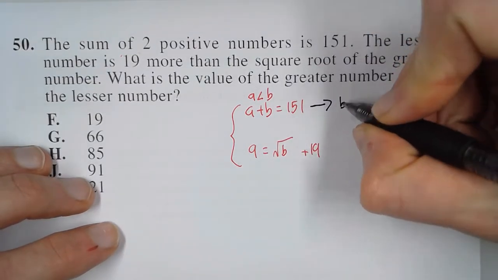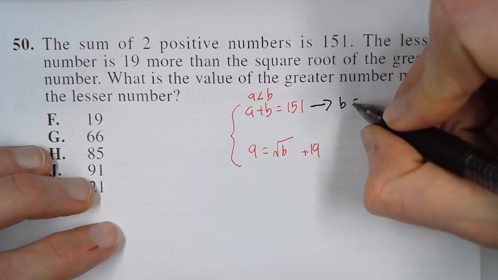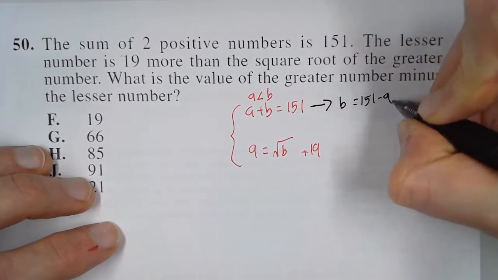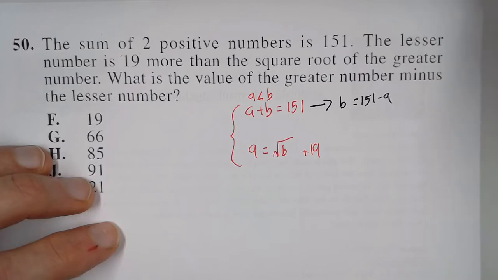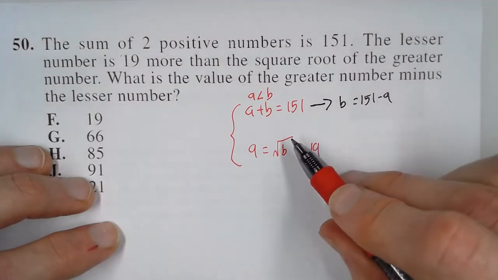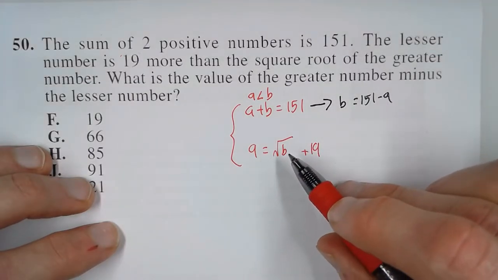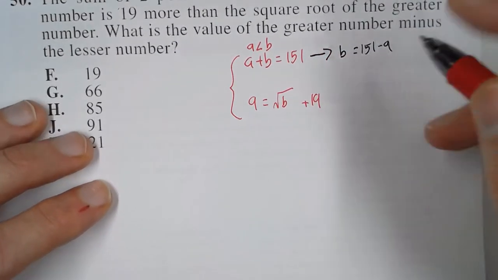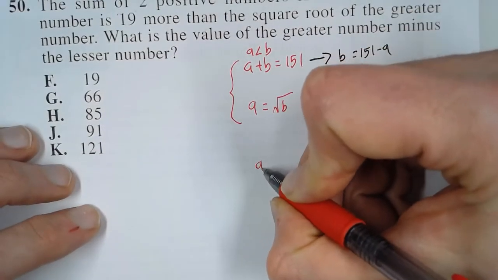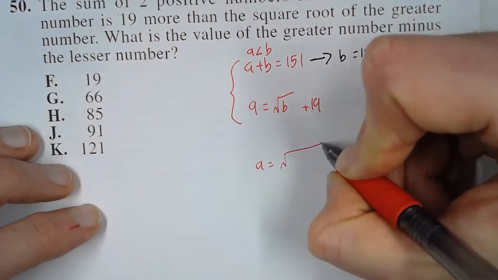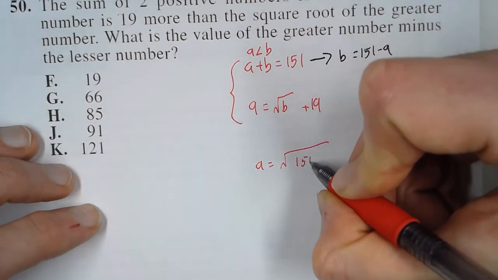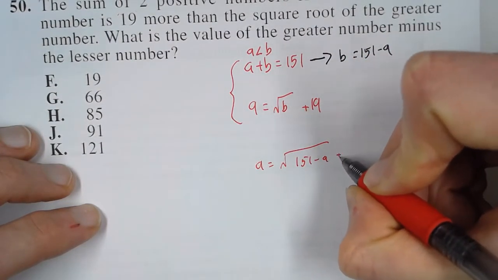How do I do that? I subtract a over to the other side. So we have b equals 151 minus a. That means I can take b out and substitute it with 151 minus a over here. So a is going to equal the square root of 151 minus a, plus 19.